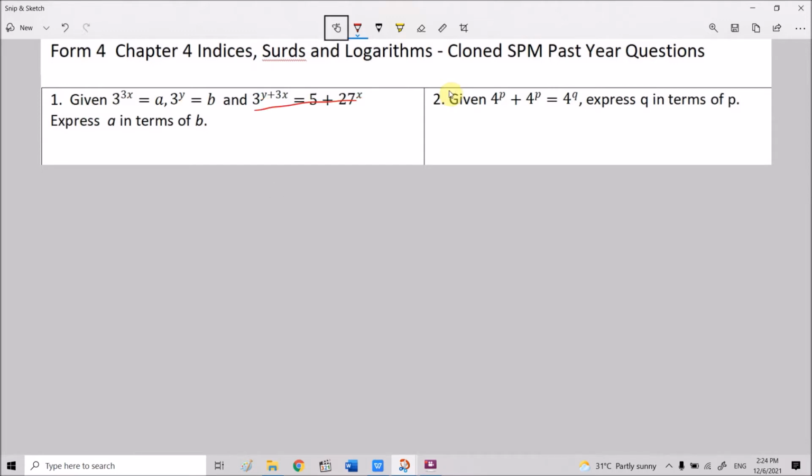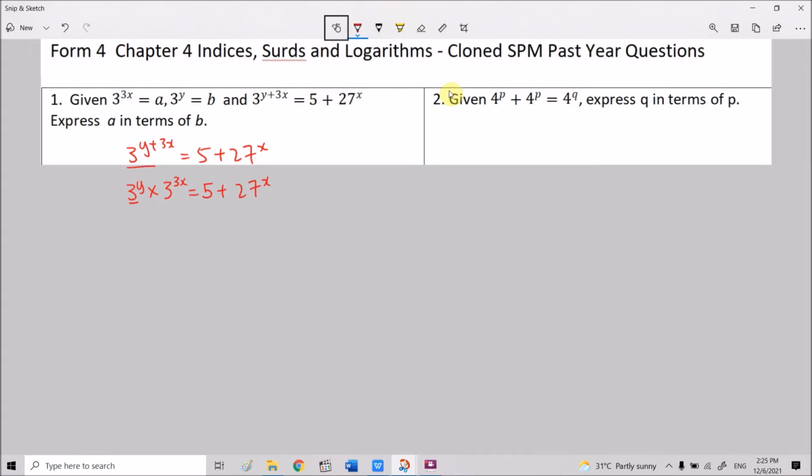We start with the equation here. I rewrite it: 3 to the power of y plus 3x equals 5 plus 27 to the power of x. Since we are going to get rid of y and x, we want to substitute with a and b. Before we can substitute, we need to break this into two terms. The plus in the power of the indices means multiply, with the same base: 3 to the power of y times 3 to the power of 3x, equals 5 plus 27 to the power of x.